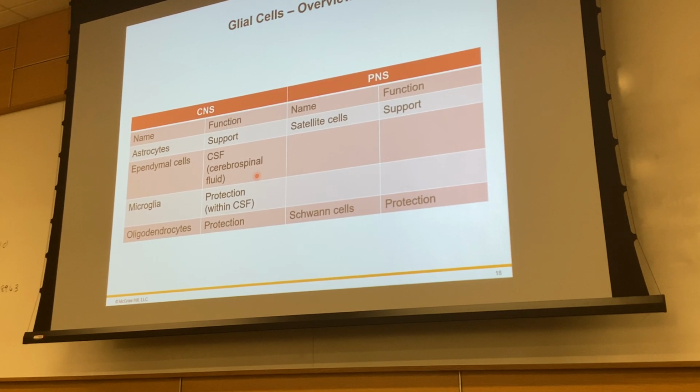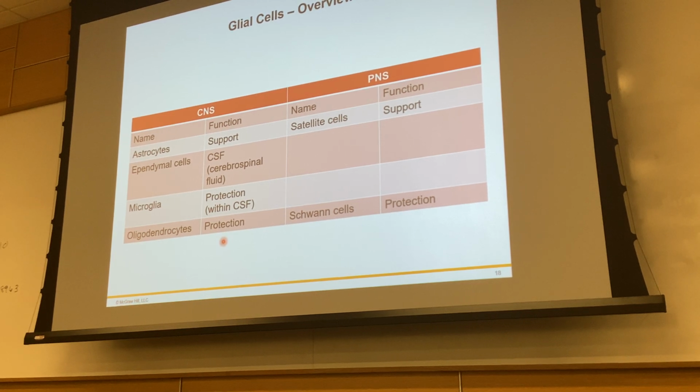This list here shows all the different types. So starting in the central nervous system, we have 4. You have astrocytes, ependymal cells, microglia, and oligodendrocytes. Along with those names right here on the left-hand side, you can see the generalized function. And generally speaking, when you're talking about function here, there's either protection or support. So oligodendrocytes will protect and insulate an axon. Astrocytes will support a neuron, just in general.